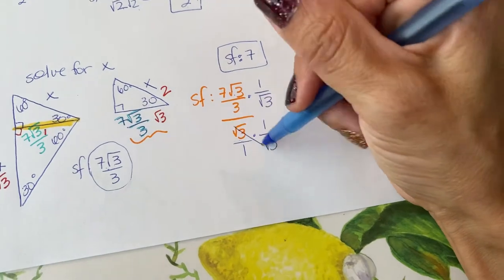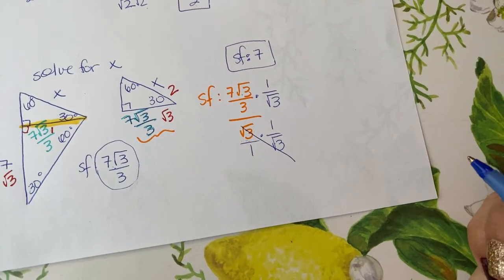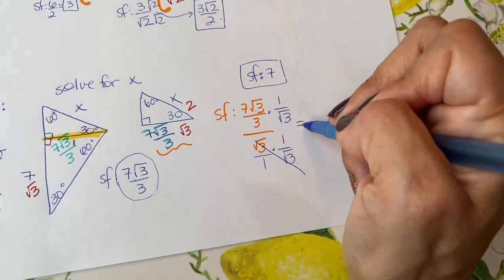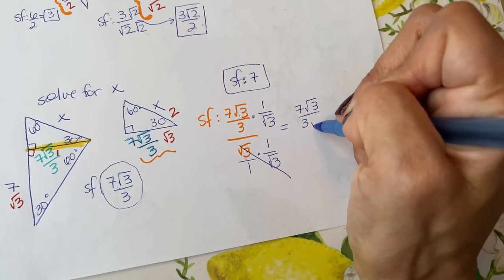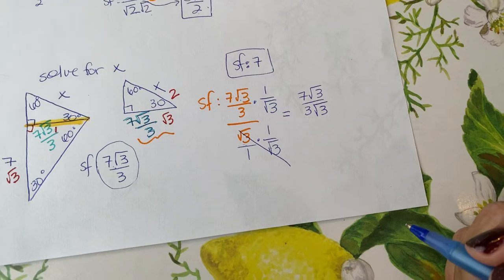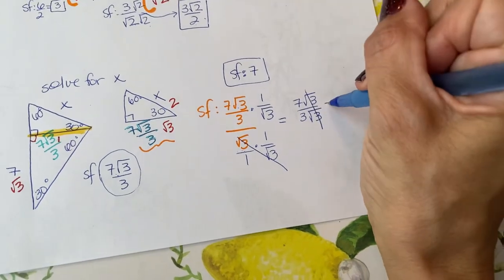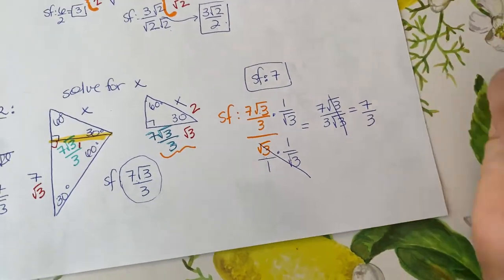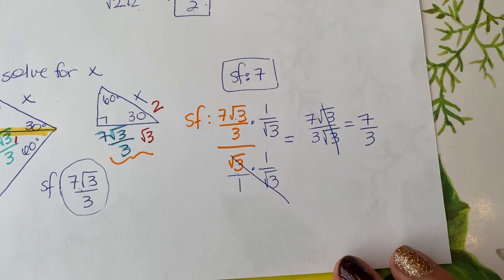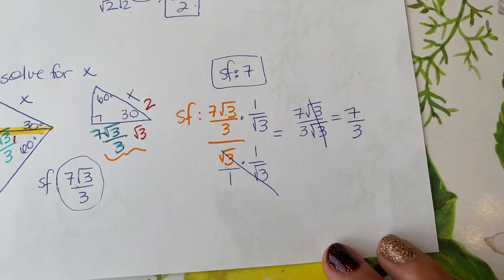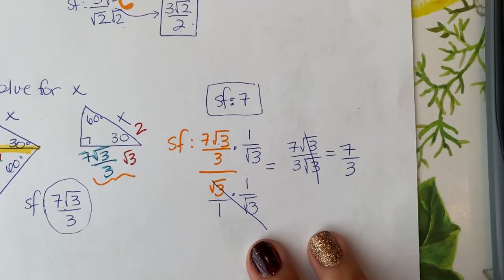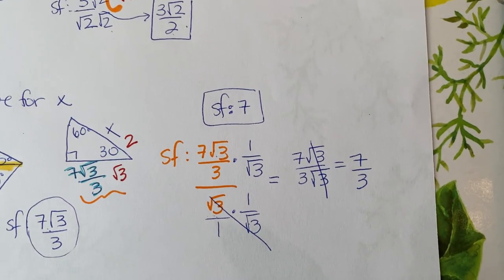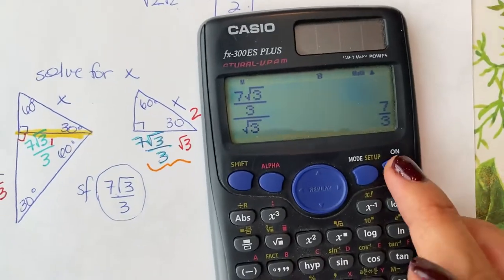I get, right? And then I get 7 rad 3, 3 rad 3. And you get 7 over 3. Did I put that in the calculator wrong? Okay, so I get 7 over 3. And you're like, wait, we didn't get that on the calculator.